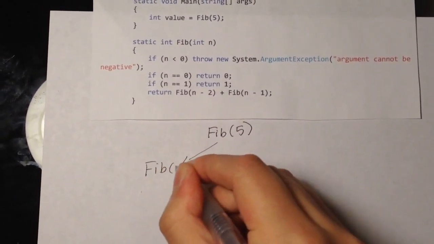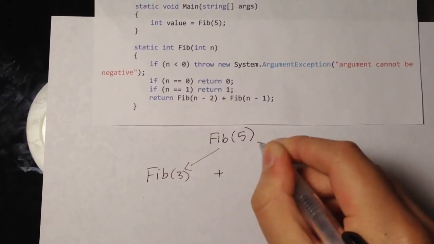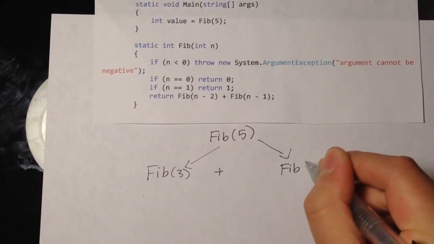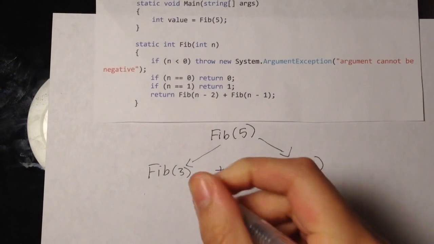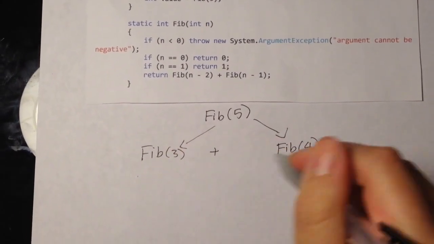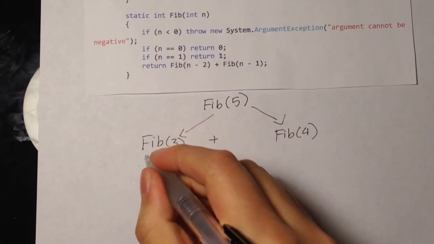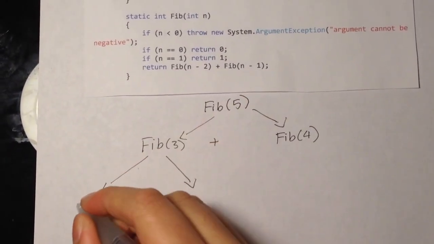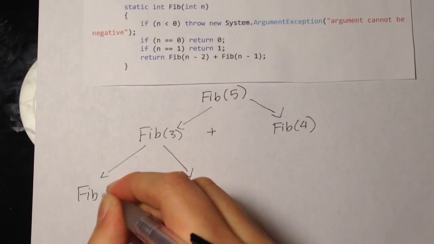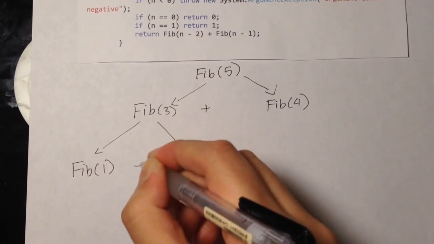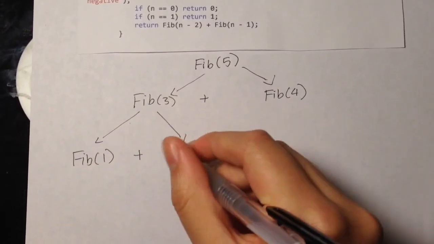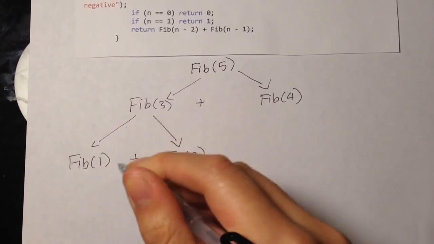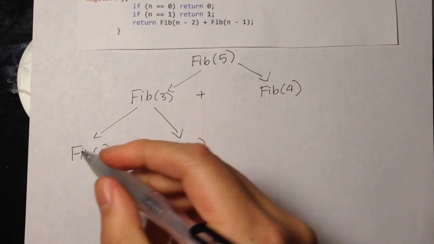of 5 minus 2, 3, plus fib of 4. And we're waiting for these values. Fib of 3 calls in the recursive call fib of 3 minus 2, 1, plus fib of 3 minus 1, 2. So we're waiting on fib 1 and fib 2.